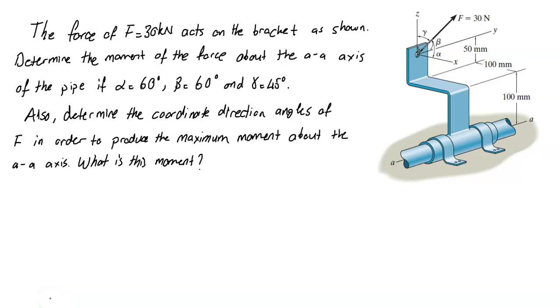Hi, this is another example problem related to finding the moment of a force about an axis. So in this problem we have a 30 kilonewton force acting on this bracket as shown. The question is asking us to determine the moment of the force about the AA axis. This is the AA axis.